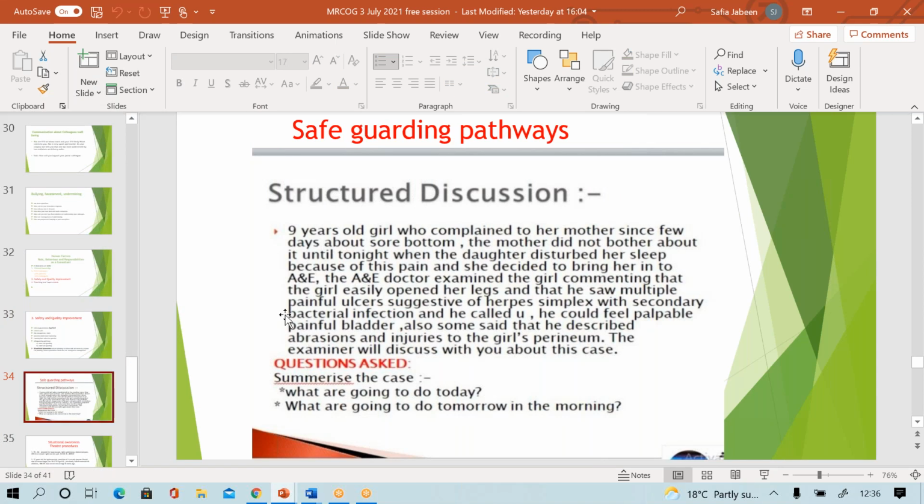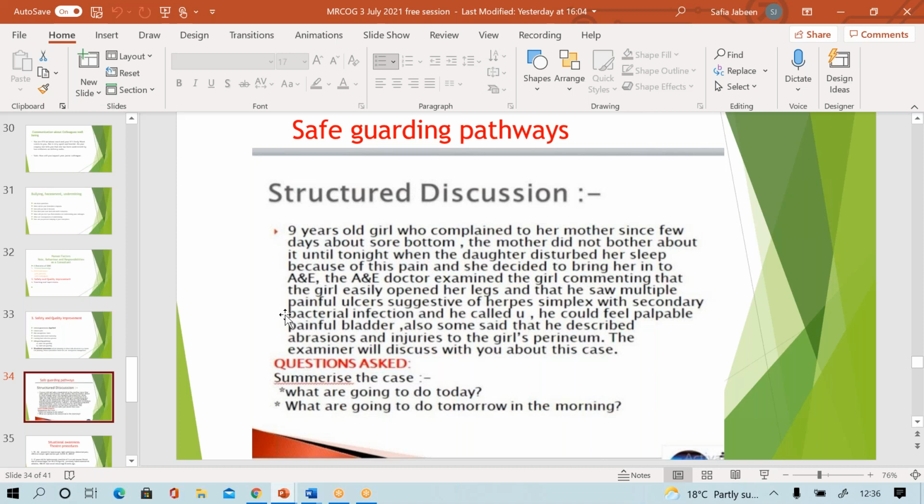So, for example, this type of safeguarding pathway scenario appears in the exam as a role player, as a structured discussion as well, where a 9-year-old girl is sent by the GP with some vulval sores, and the GP feels it's genital herpes, and she is attending A&E with the mother. Yes, it has two parts.